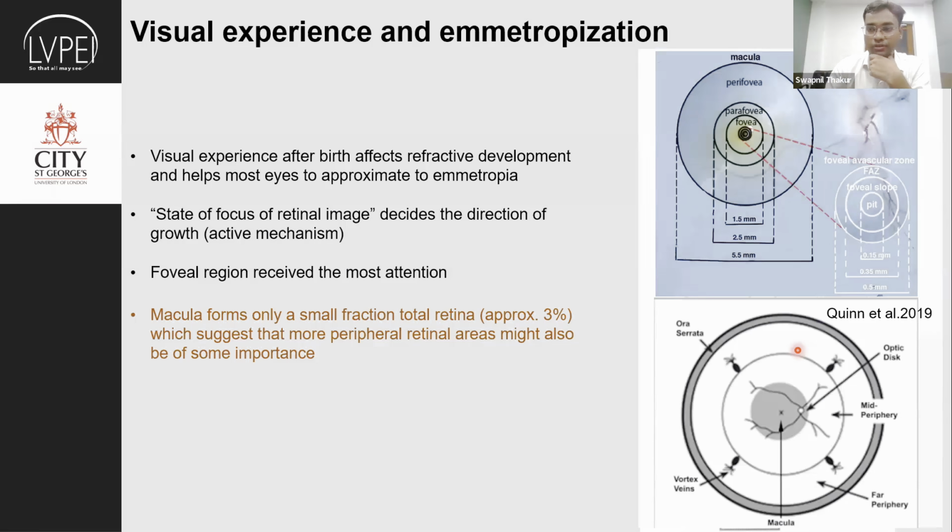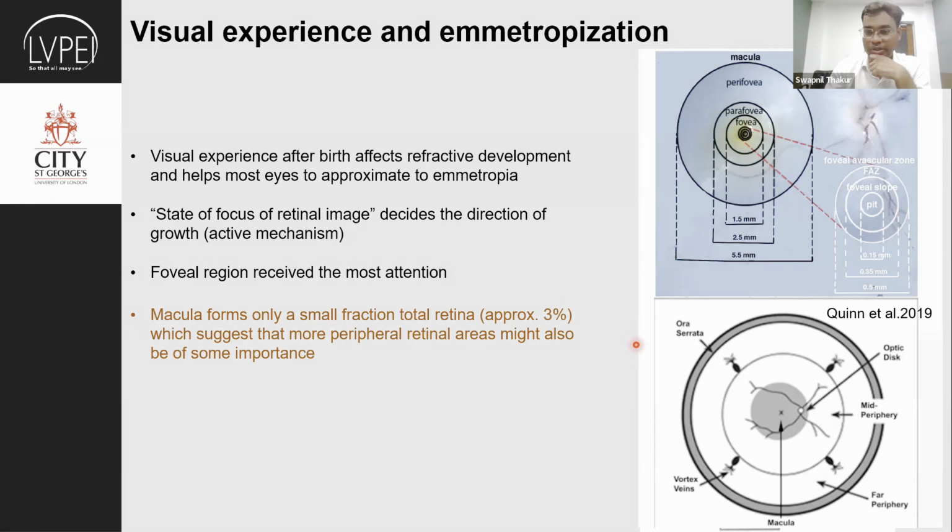So if you focus on the top panel, that gives you the different dimensions of the macula, parafovea, perifovea, and fovea. So fovea is usually defined as a 1.5 mm diameter circle. Parafovea is 2.5, and the whole macula is 5.5. Now this is the central portion of the retina, which consists of only 3% of the total retina.